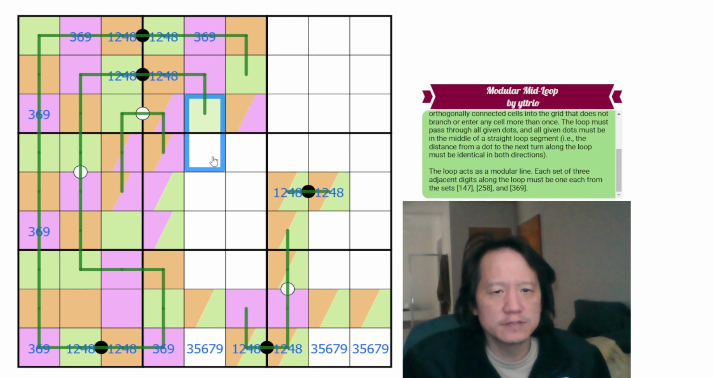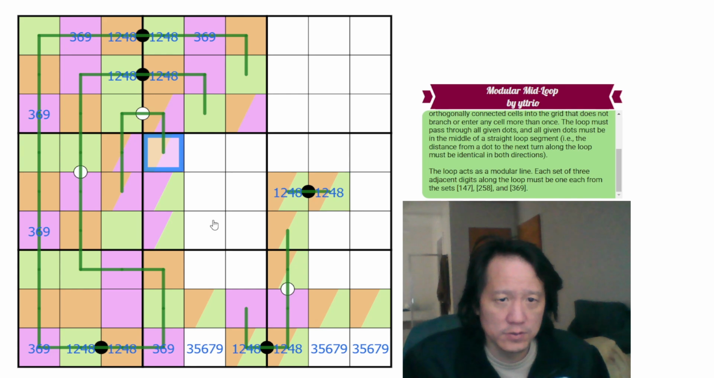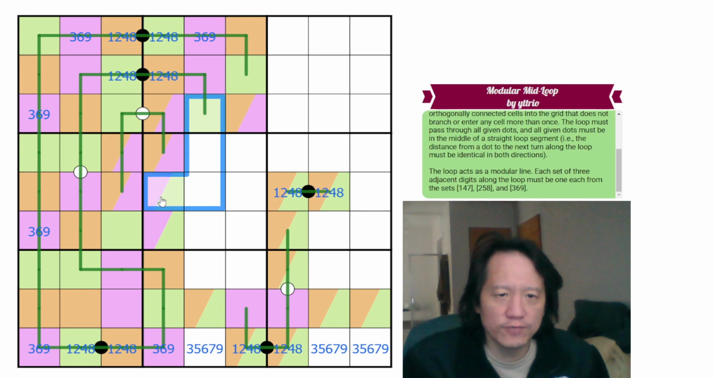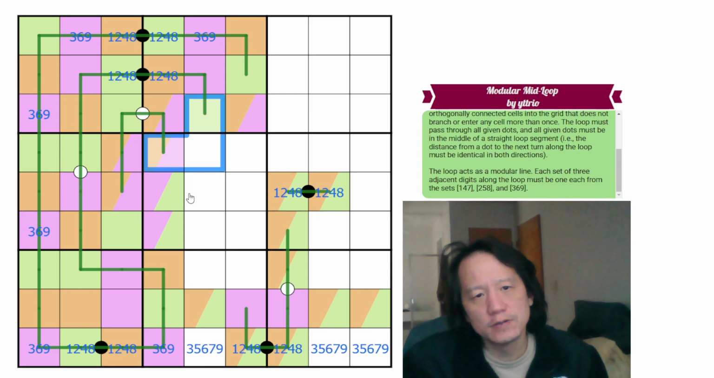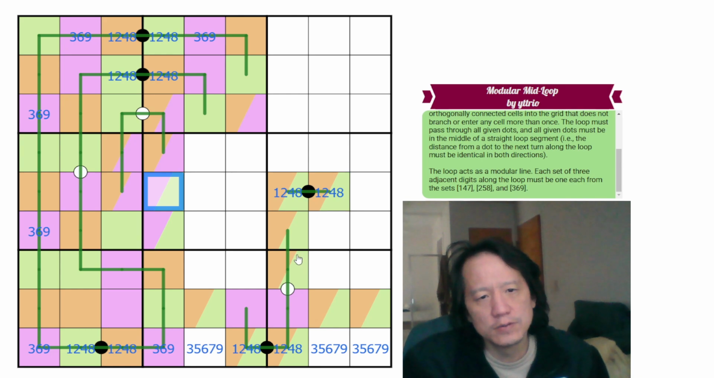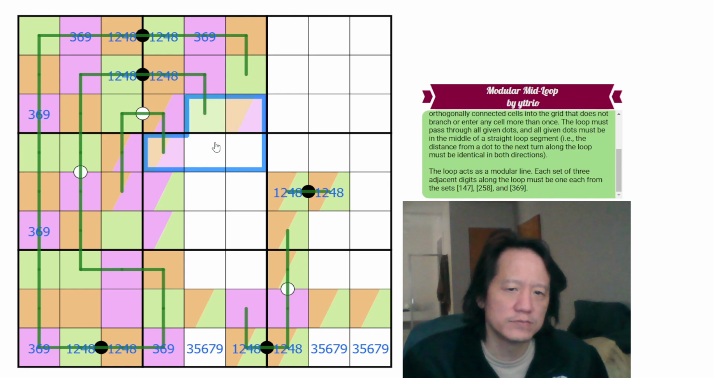This must connect somehow to one of these, right? And if it goes this way, it would block everything. So it must somehow connect to here. So it could go 1, 2, 3, 4, 1. It just can't go like boom, right? That's one thing we know. But it could be something like this, I guess. Like that. That works too.